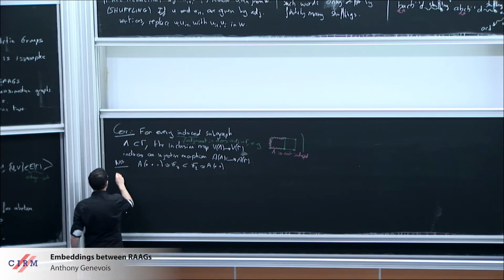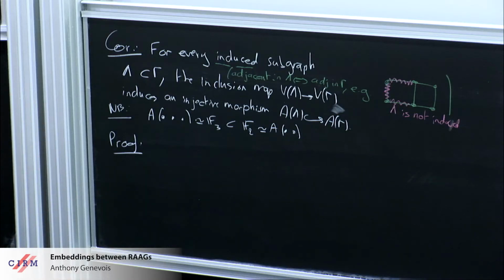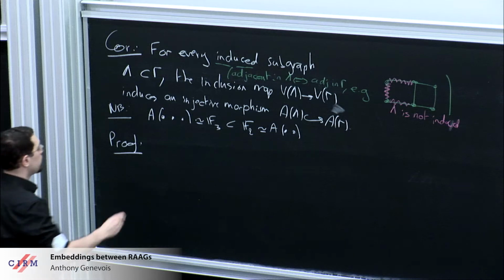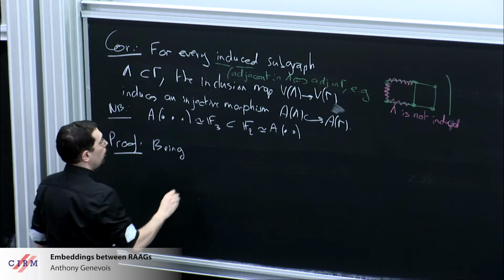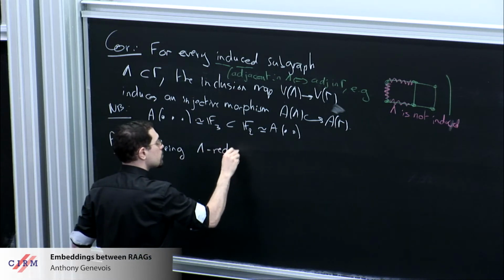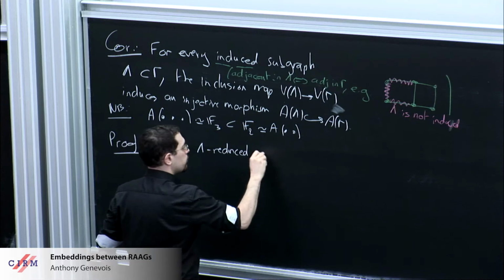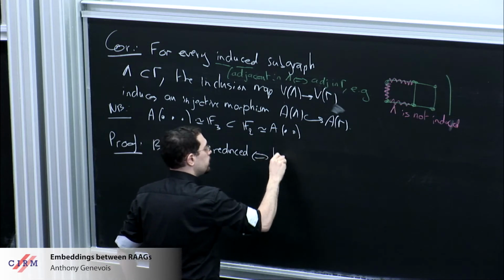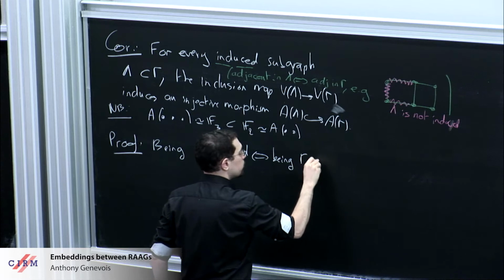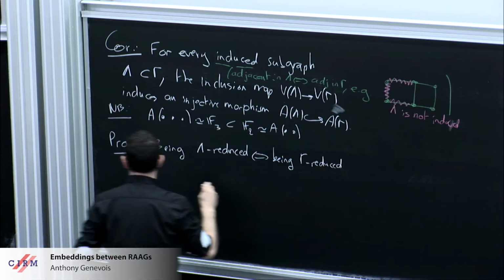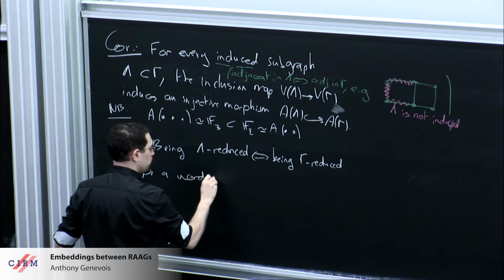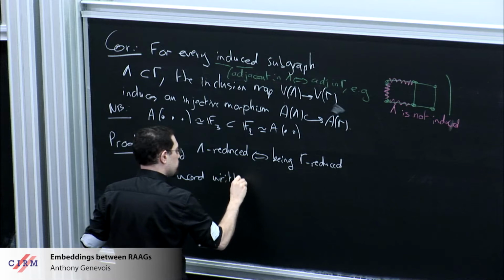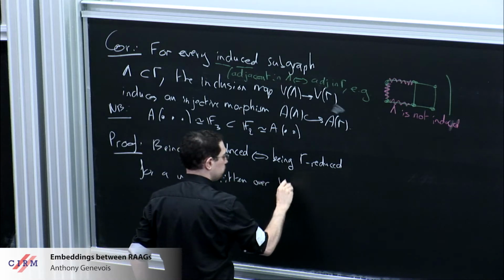Yes. So the proof of this corollary is just a two-line proof if we have this proposition. Being lambda reduced is the same thing as being gamma reduced. Forward, okay, so it's a two-line proof. Forward written over V lambda.